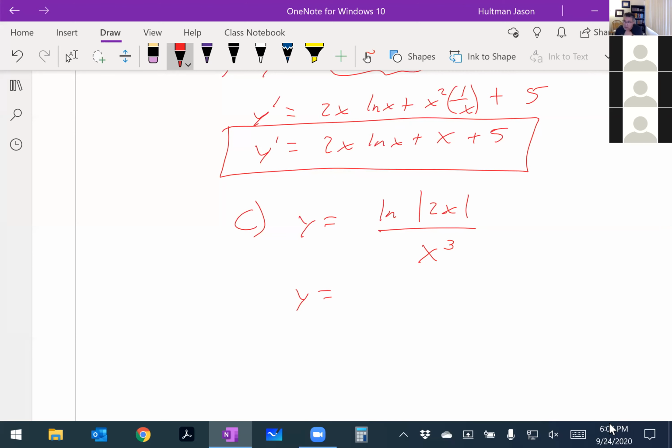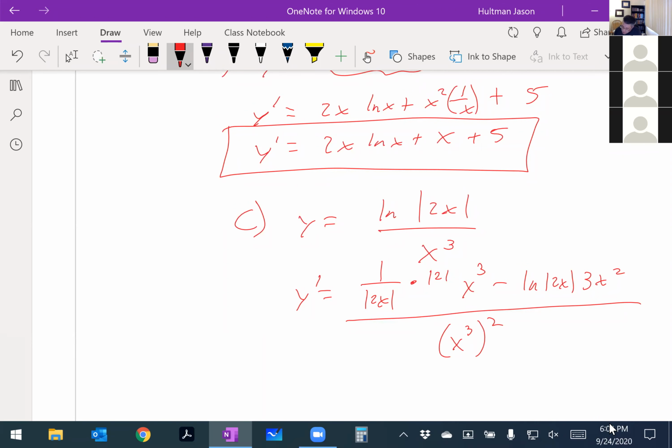Okay, derivative of the top is going to be 1 over absolute value 2x times the derivative of this absolute value of 2x, which is just going to be 2. Okay, this is going to be the absolute value of 2, which is 2. Okay, derivative of that is just 2. Okay. So this is going to be times the bottom. So the bottom is x cubed minus the derivative of the bottom times the top. So the top times the derivative of the bottom, which is 3x squared, all over the bottom squared. That's the quotient rule there.